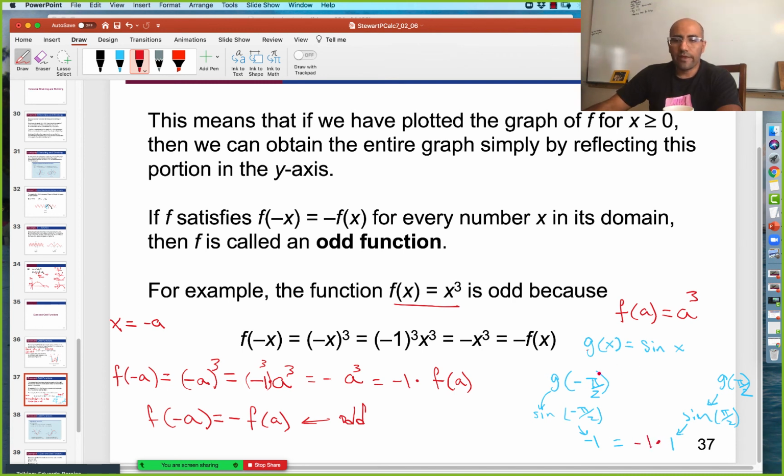That's true for any value. I just randomly picked x equal to this number, but this is true: g of negative pi over 2 equals -1 times g of positive pi over 2. And this relationship is going to be true for any value you choose for x. Any angle you choose will give you the same result.